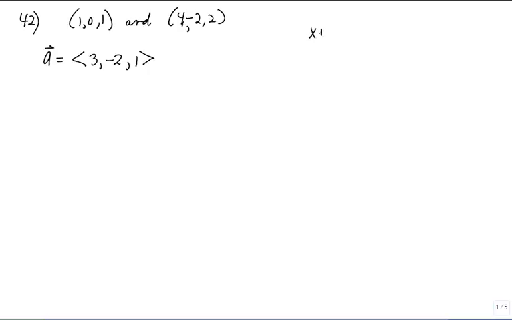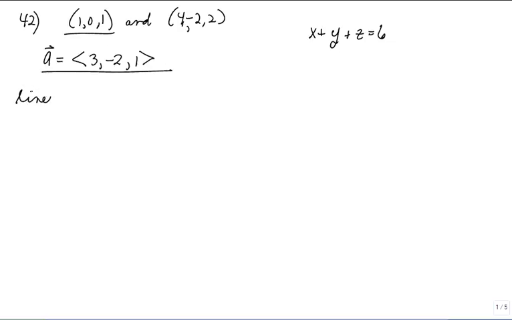Number 42. If I have 2 points, then the direction vector of those is 3 minus 2, 1. And let's see, we're asked where the line intersects the plane x plus y plus z equals 6. Where does the line that goes through those 2 points and this plane intersect? So I have the direction vector and I have a point.